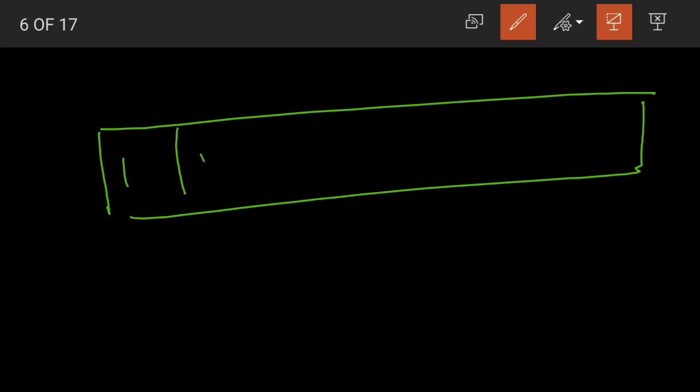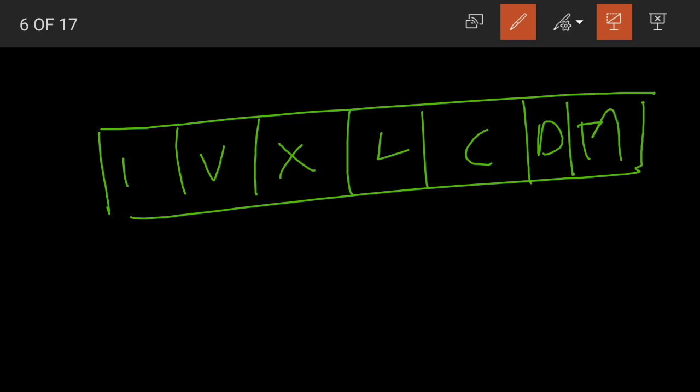Let me draw the Roman numerals chart again, okay, so that you can understand this easily. I, V, X, L, C, D, M.